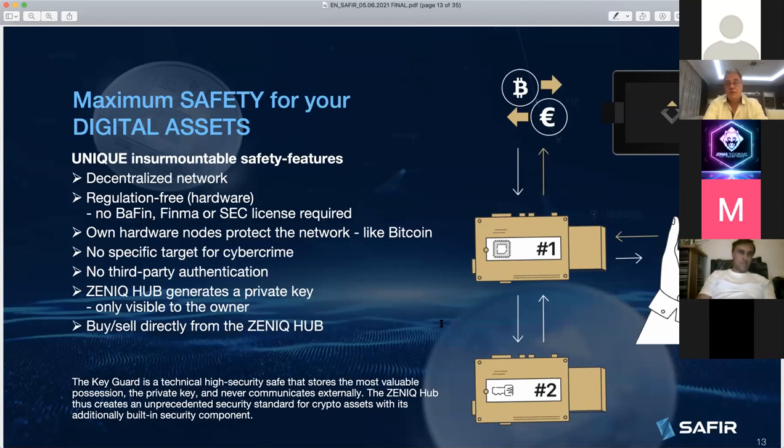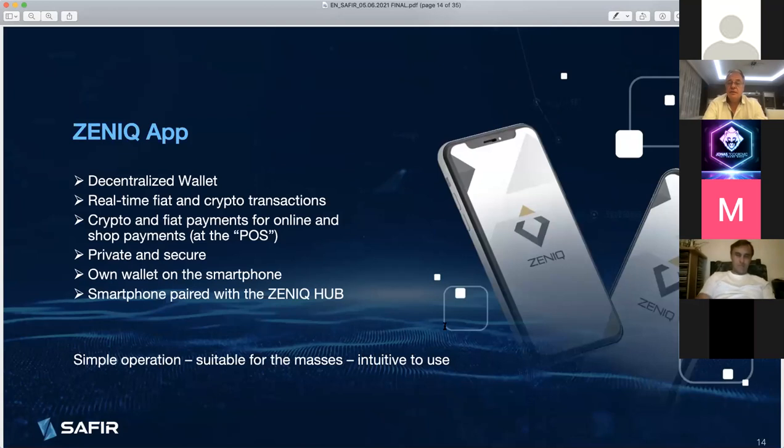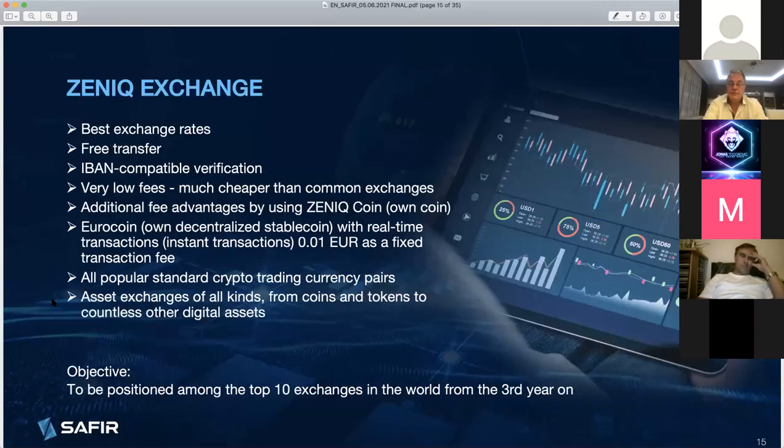Through the ZENIQ app, you can also download this to the tablet. You have a decentralized wallet for your crypto. You can easily make real-time fiat and crypto transactions. You can use it for crypto and fiat payments on online shops. It's private, very secure, and you have your own wallet directly on your phone. And you can pair this directly with your ZENIQ minting hub, which is also very, very powerful.